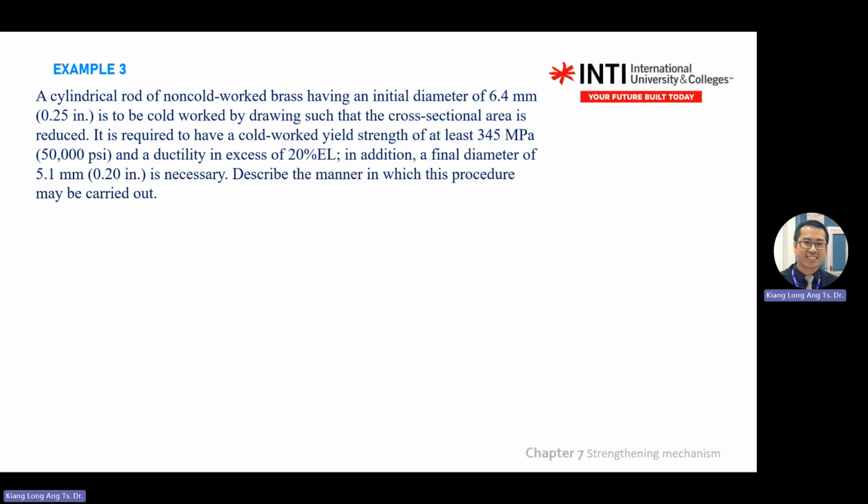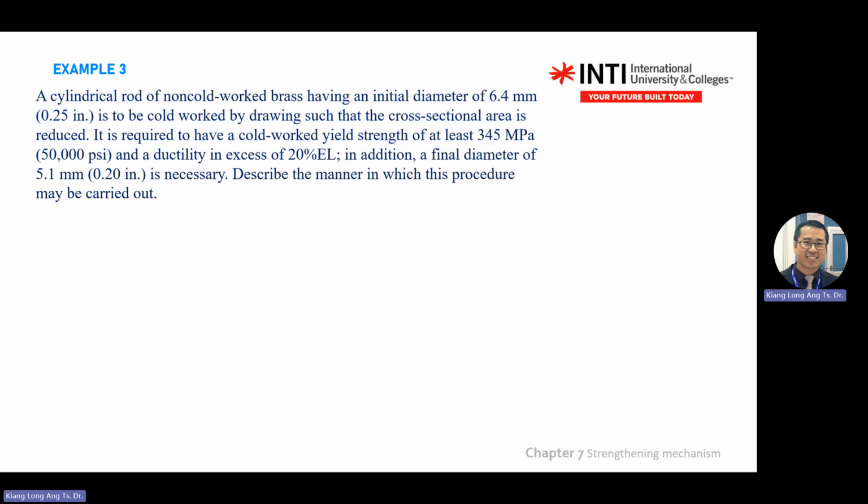You see the words cold work in the question already, you need to write this equation. Percentage of cold work equals change of area divided by original area. You're given diameter, so remember to calculate correctly, it is pi r squared or pi d squared divided by 4. To be cold worked by drawing means you pull it, such that the cross-section area is reduced. It's required to have a cold-worked yield strength. This is a design problem. The customer wants a product with at least yield strength 345 megapascal. Ductility cannot exceed 20% elongation.